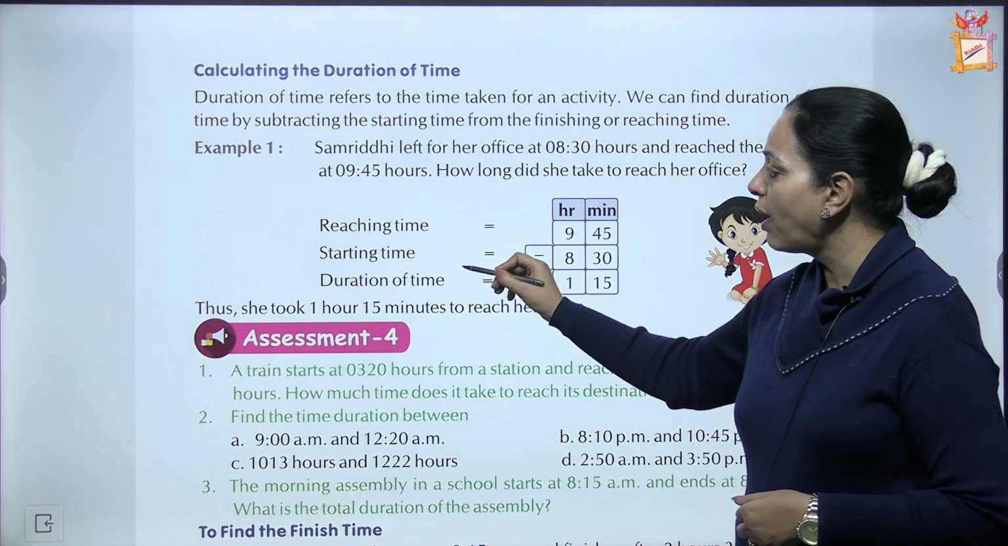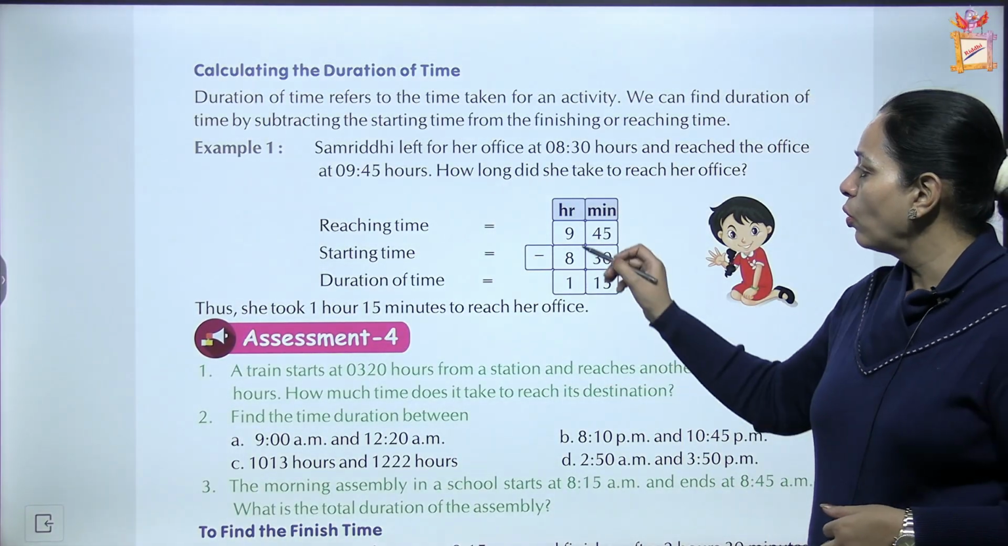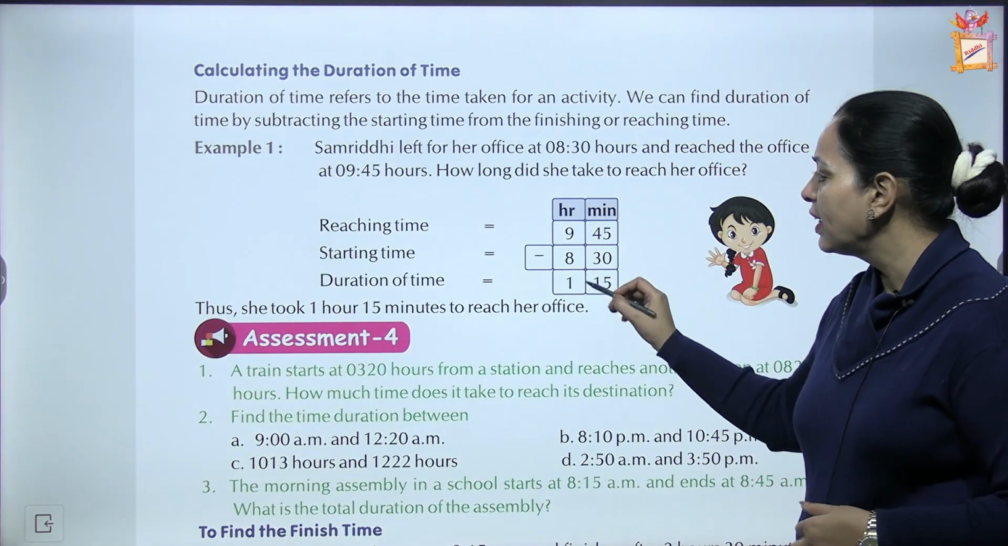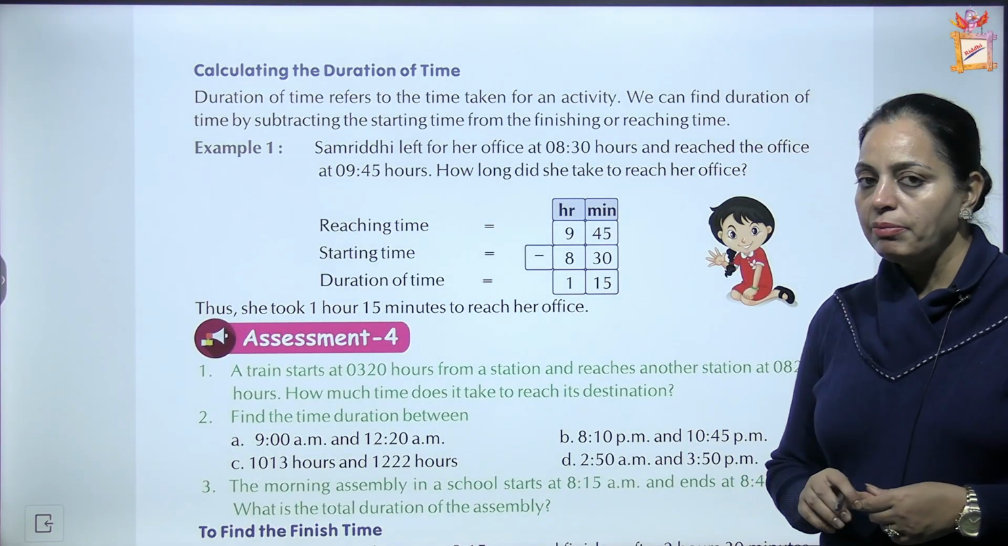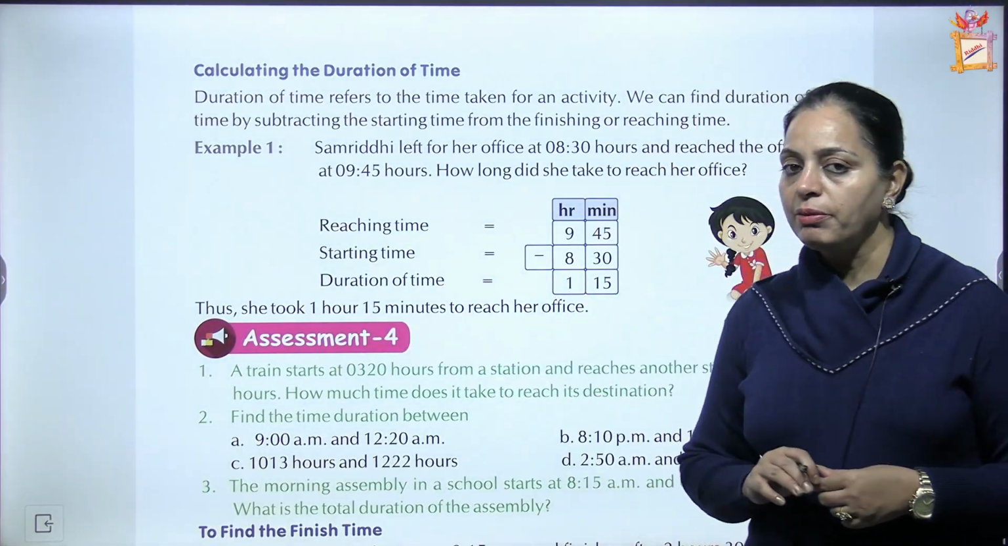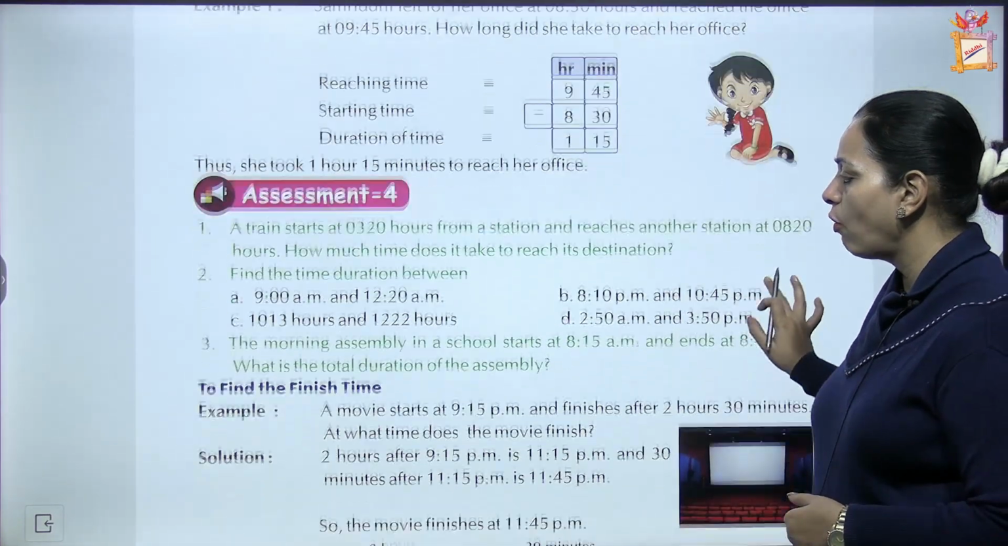So reaching time minus starting time. So hours and minutes: 9 hours 45 minutes minus 8 hours 30 minutes. So she took 1 hour 15 minutes to reach her office.